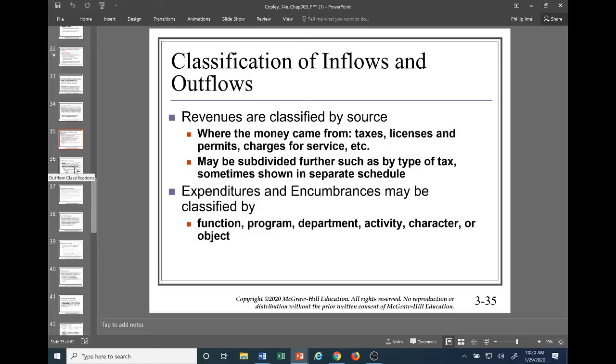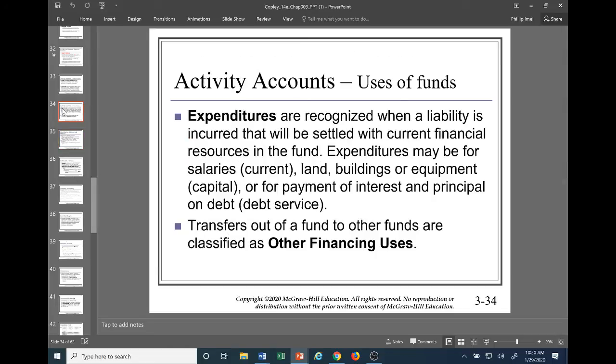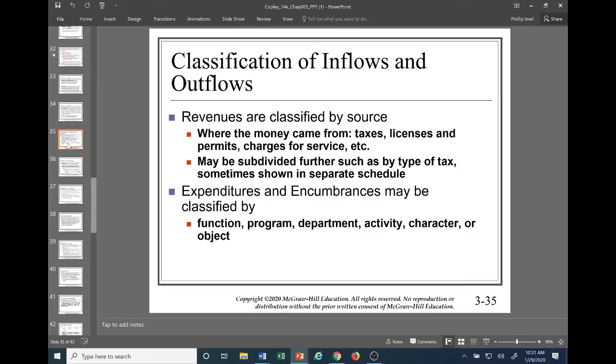So revenues. Classification of inflows and outflows. So now we know where the money's coming from, right? The sources and the uses. So the inflows and outflows. So now, how are we going to classify money coming in and going out in these funds? So the revenues, some of the money coming in is going to be classified by source. Remember, if we looked at it, we show the source of which it's coming, taxes or whatever it could be. So where the money came from, taxes, licenses, permits, charges for service, etc.